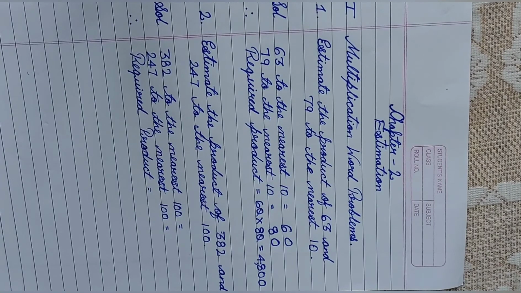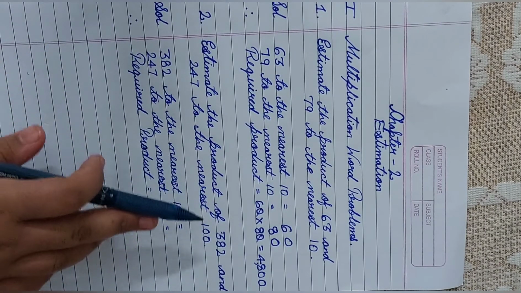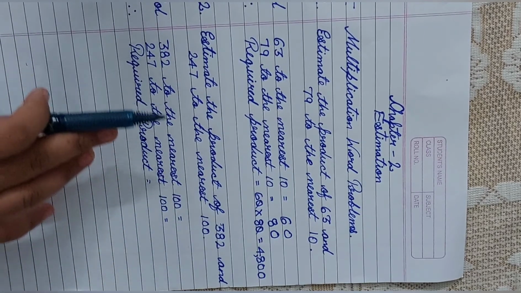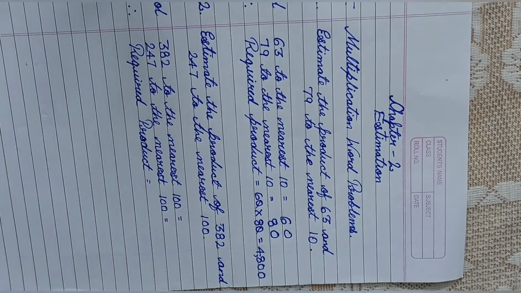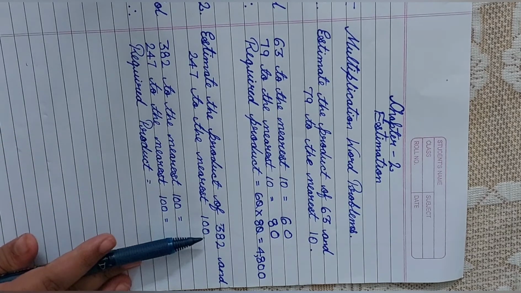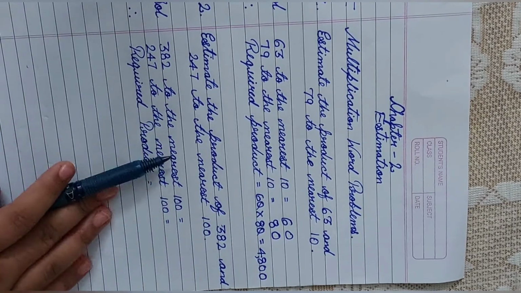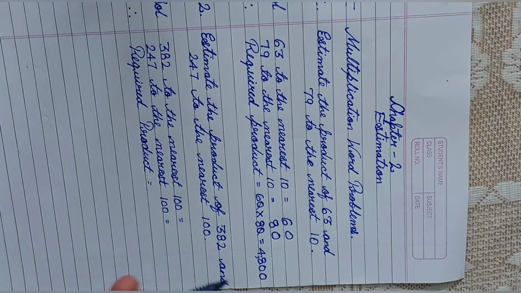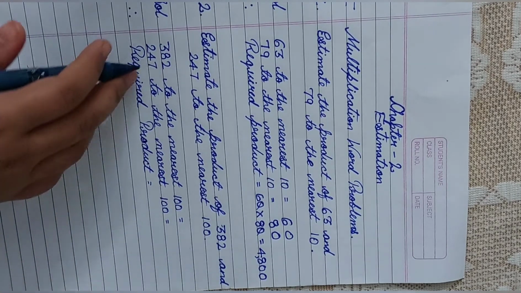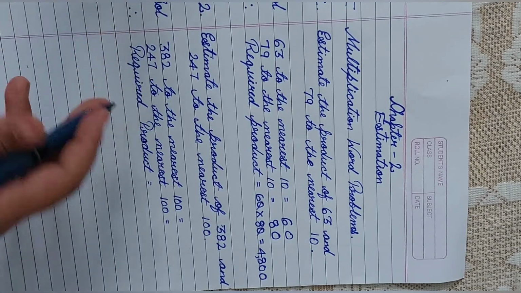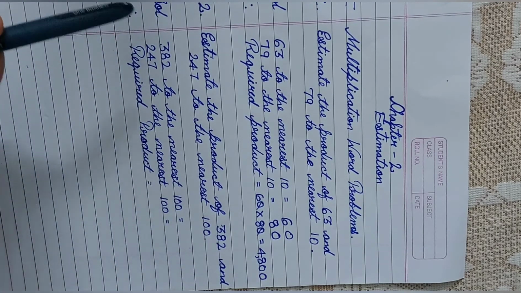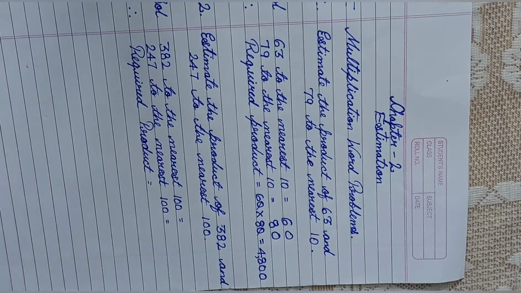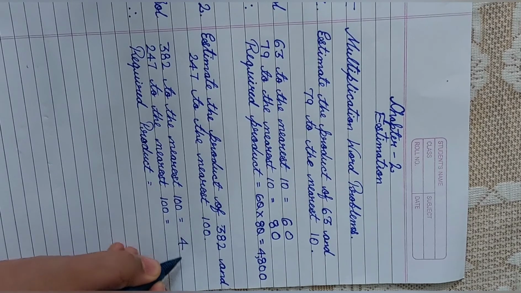Okay, so the next question is: estimate the product of 382 and 247 to the nearest 100. So first number, let us take 382 to the nearest 100. When we round off a number to the nearest 100, first see the tens place, and here the tens place is 8. 8 is more than 5. Add 1 to the hundreds place and replace the ones and the tens place with 0, and that is 400.